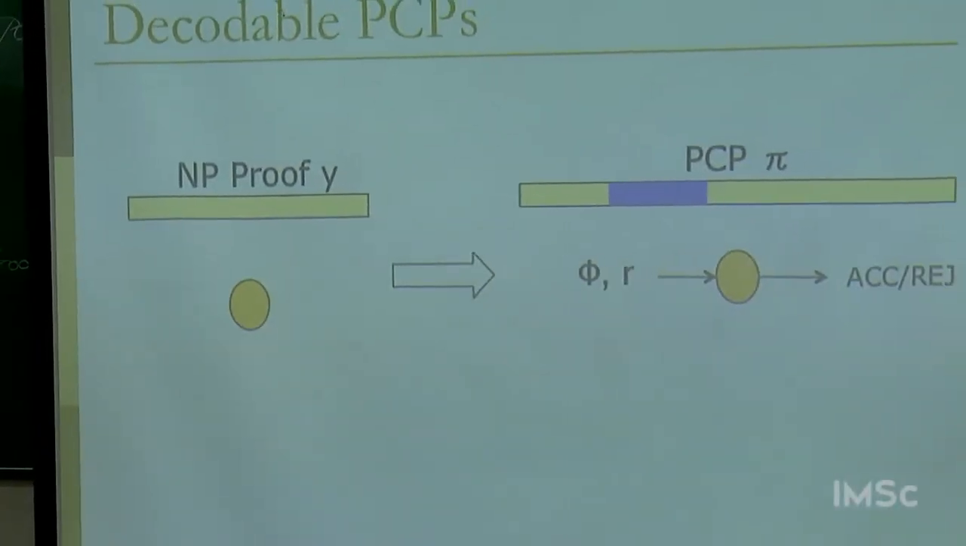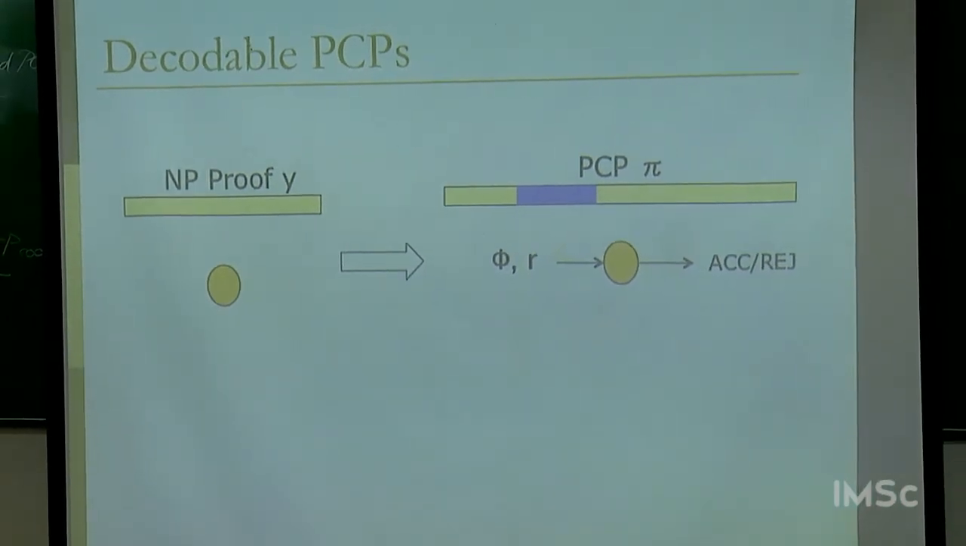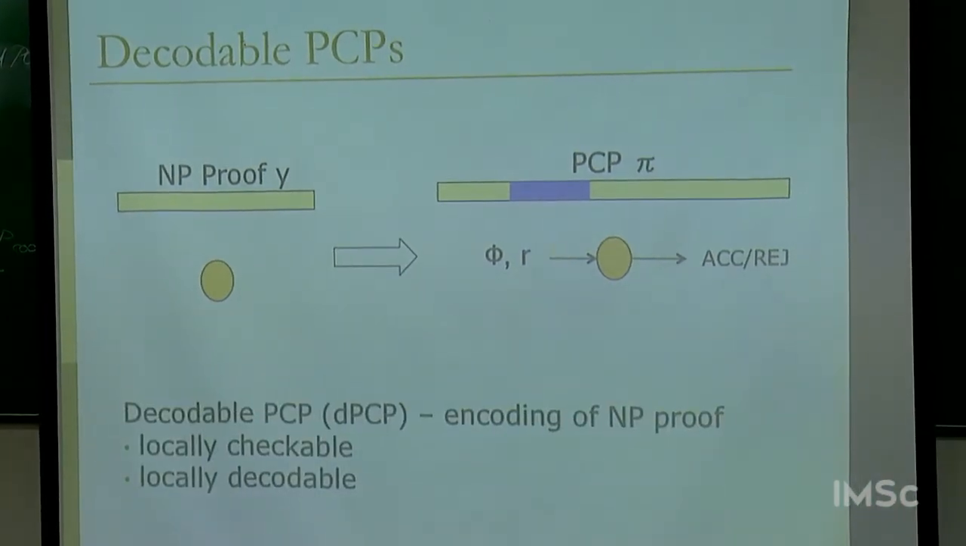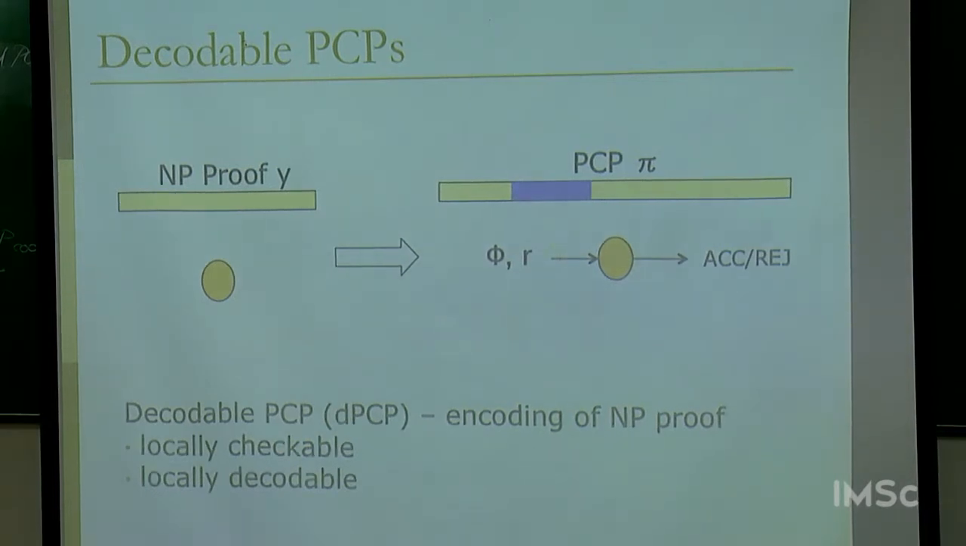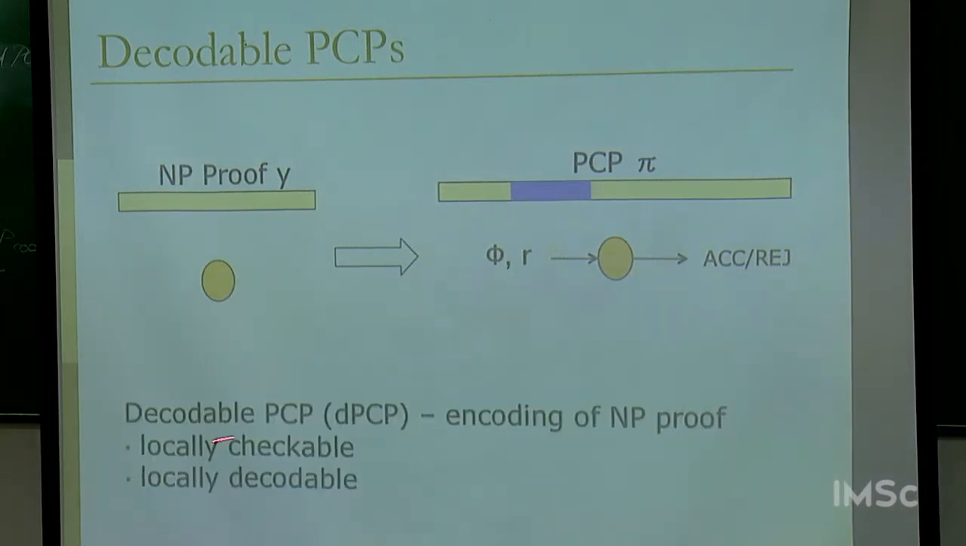What I will now define is not just a PCP of proximity, but what is called a decodable PCP. A decodable PCP is very similar to a PCP of proximity. So what was a usual PCP? A usual PCP was just an encoding of the NP proof, a locally checkable encoding of the NP proof. A decodable PCP has one extra feature. It's not just locally checkable. It says that this proof contains in its belly the original NP proof.